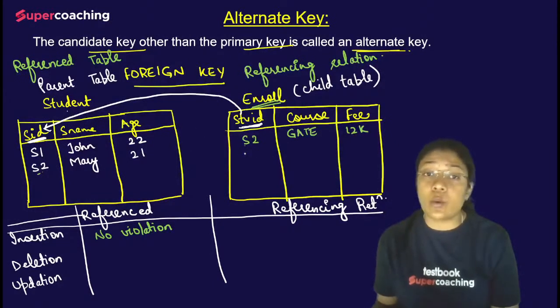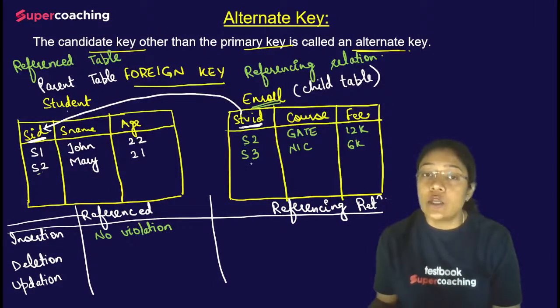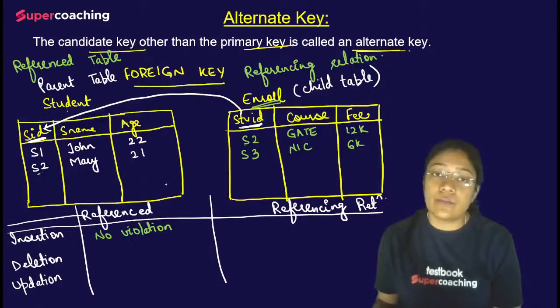Now I want to make one more entry here. Let's assume that that is S3 and it has enrolled for the course NIC and the fee is, let's assume, 6,000. So is this entry allowed?